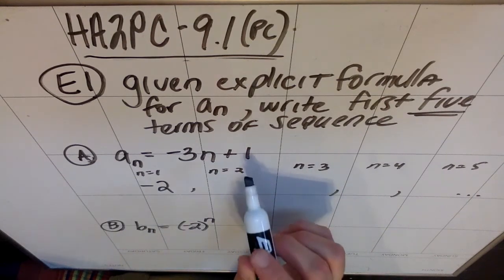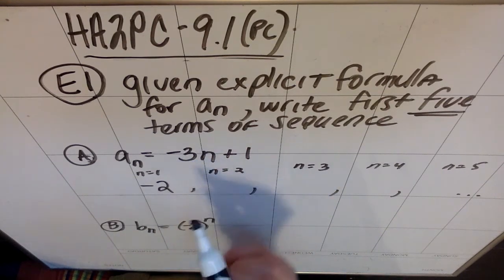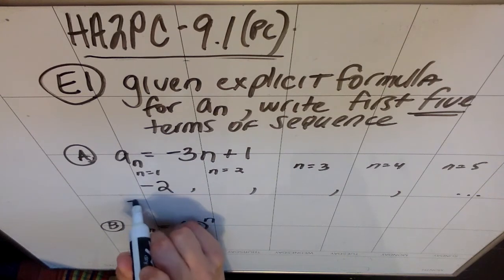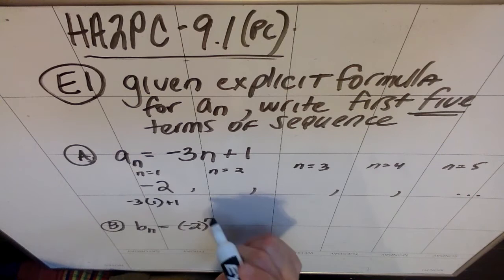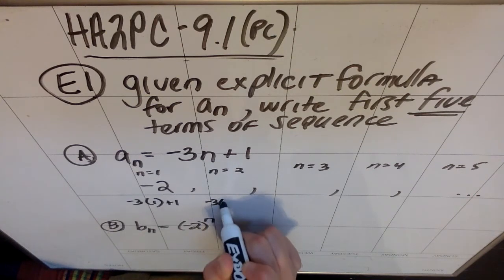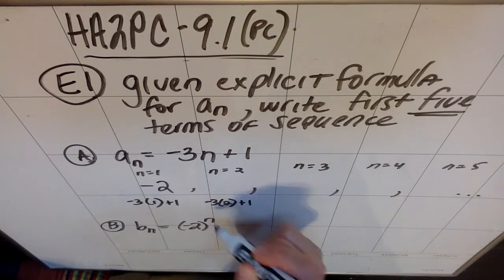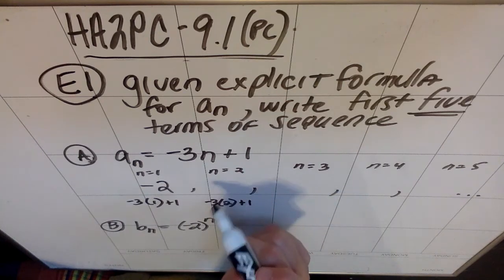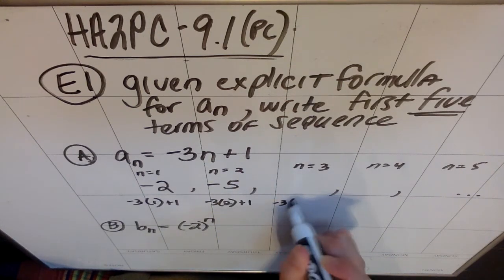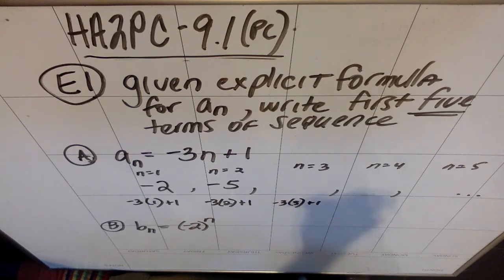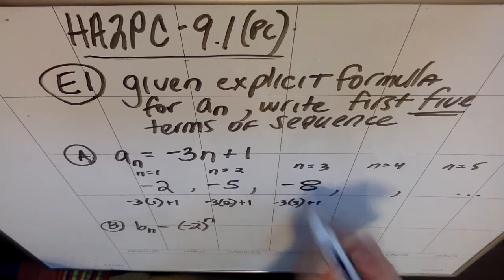If I plug in n is 2, I'm going to get negative 3 times 2. So again, the calculation that led to this was negative 3 times 1 plus 1. That's how I got the negative 2. When I plug in n is 2, it's going to be negative 3 times 2 plus the 1. So that's negative 6 plus 1, which should be negative 5. When I plug in n is 3, I'm going to get negative 3 times 3 plus 1. Well, that's negative 9 plus 1, so that's negative 8.